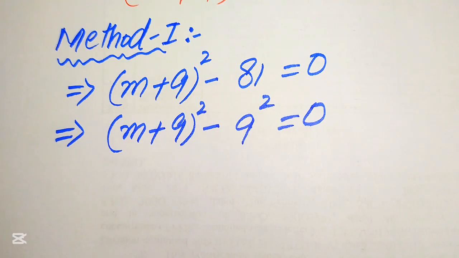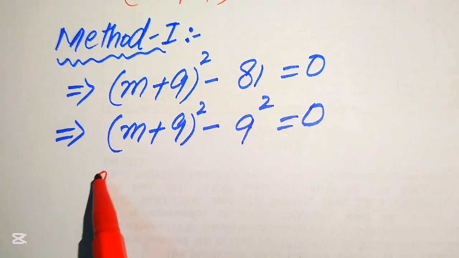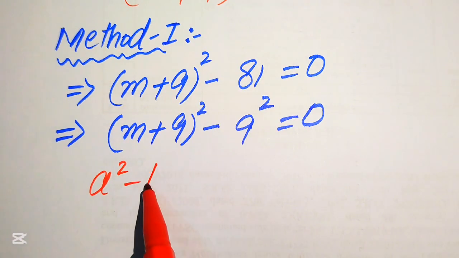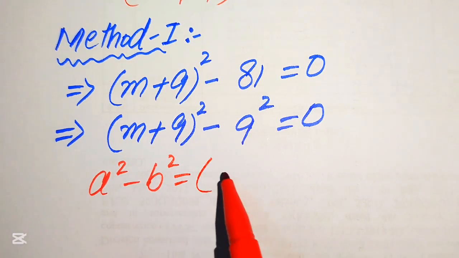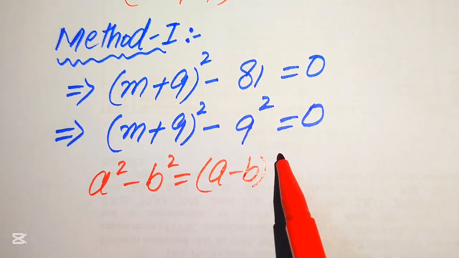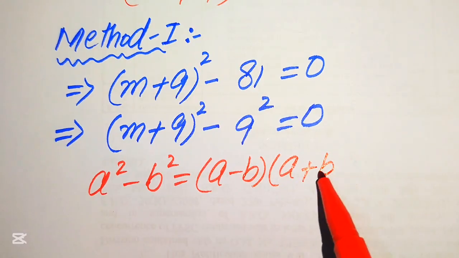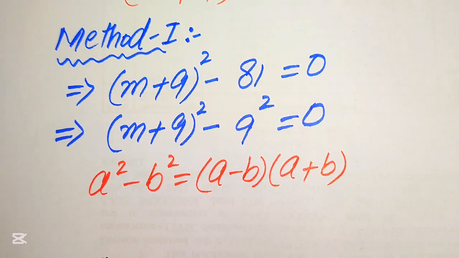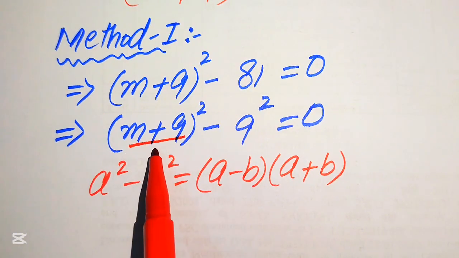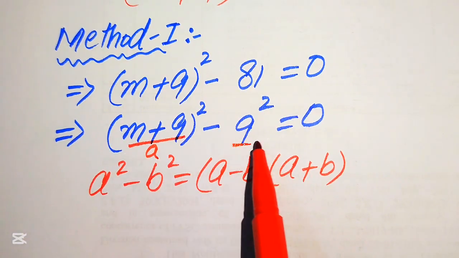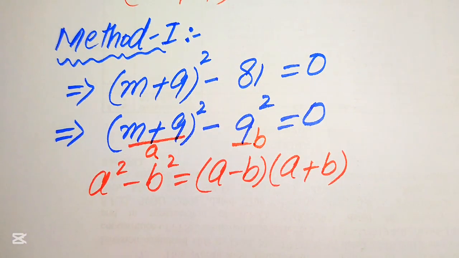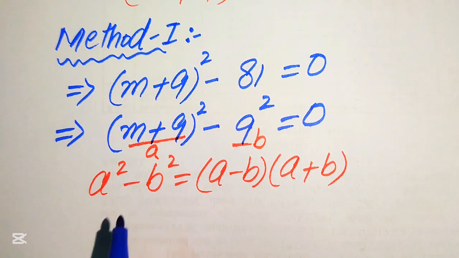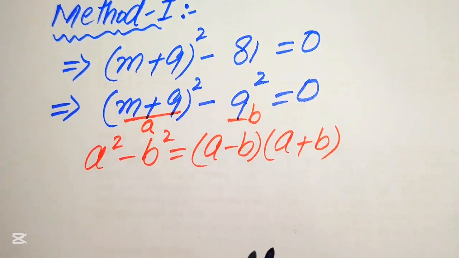In the next step we need the algebraic formula. You know that a² − b² = (a − b)(a + b). Here in this first method we can apply this formula. According to this, the value of a is m + 9, and the value of b is 9 only. So we will substitute the values of a and b in this formula.